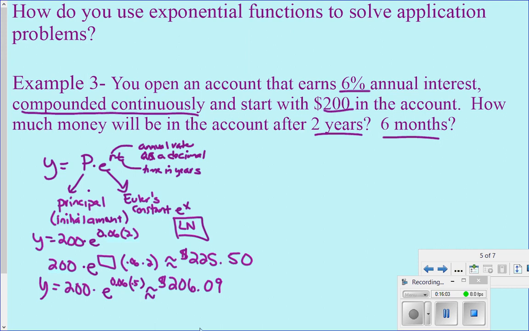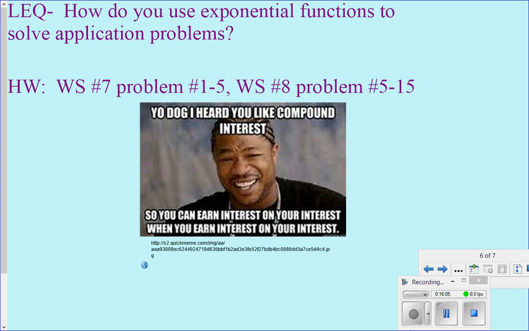Okay, that takes care of today's lesson. So you're going to work on worksheet 7, problems 1 to 5, and worksheet 8, problems 5 to 15 for tomorrow.